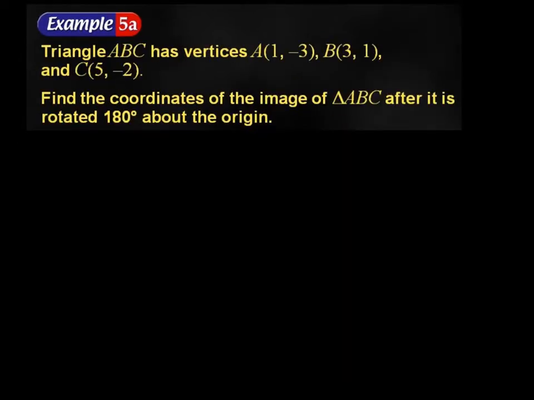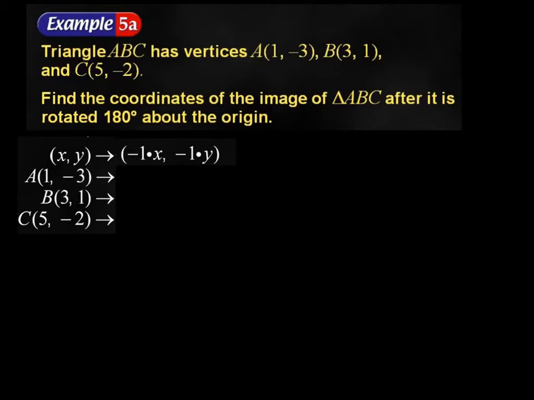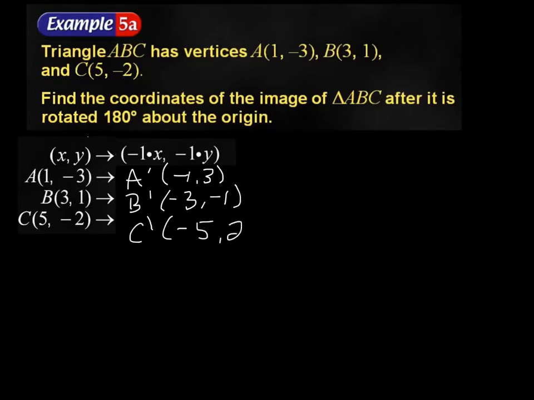Triangle ABC has vertices at (1, -3), (3, 1), and (5, -2). Find the coordinates of the image of triangle ABC after it is rotated 180 degrees about the origin. Nice trick. Rotating around the origin, all we have to do is multiply both of our coordinates by negative 1. So A prime will now be at (-1, 3), B prime (-3, -1), and C prime (-5, 2).